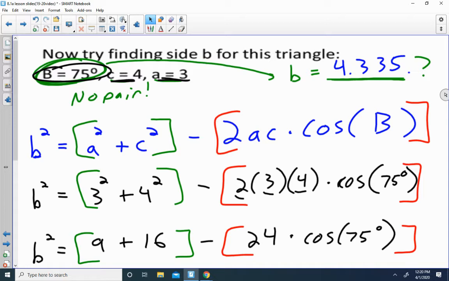Now that you've had your introduction to the law of cosines, now let's go to a full-length example that you'll see on the Hawks program.